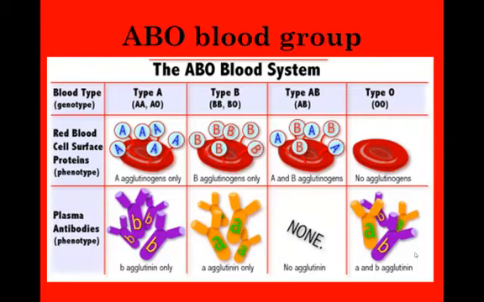Here's another picture, and you can see they're called agglutinins and agglutinogens. We're just going to refer to them as antigens and antibodies. That's easier, and you can see that on the side there.